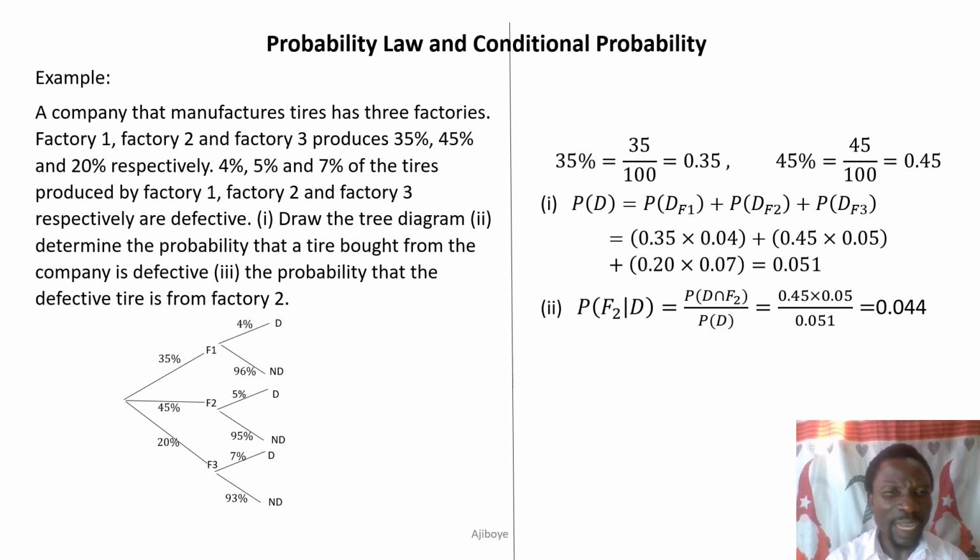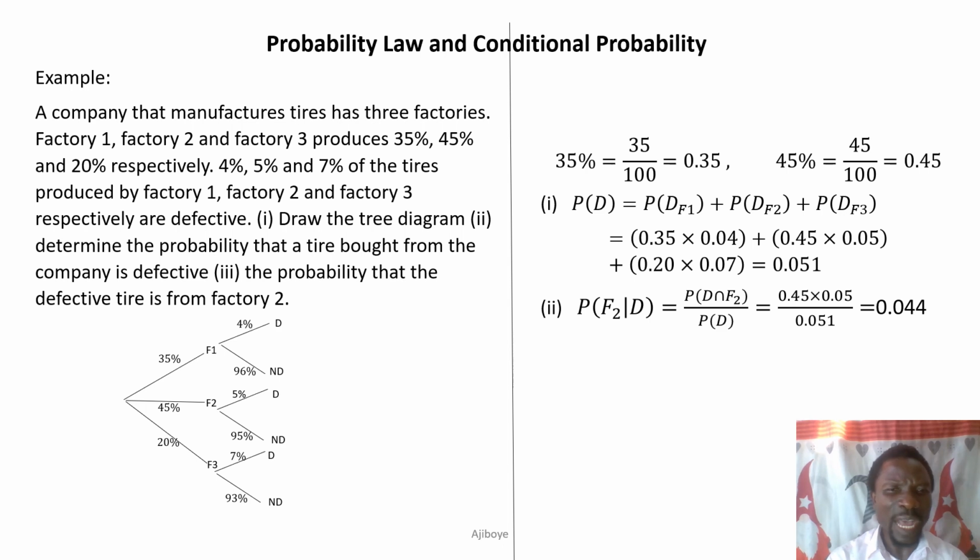We are required to determine the probability that a tire bought from the company is defective and the probability that the defective tire is produced from factory 2. And so this is one way we can also understand how to use a tree diagram to approach such a problem. So we'll draw the tree diagram and distribute the proportion produced by factory 1 and the proportion of the defective and non-defective.